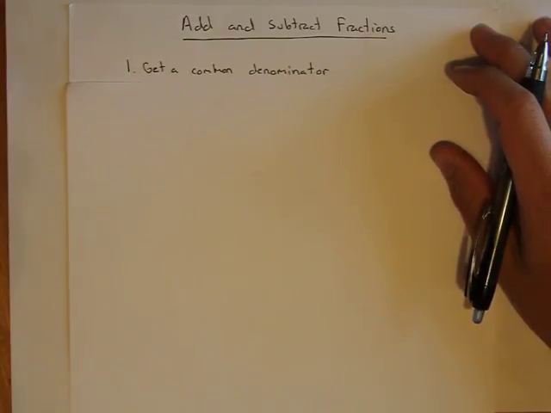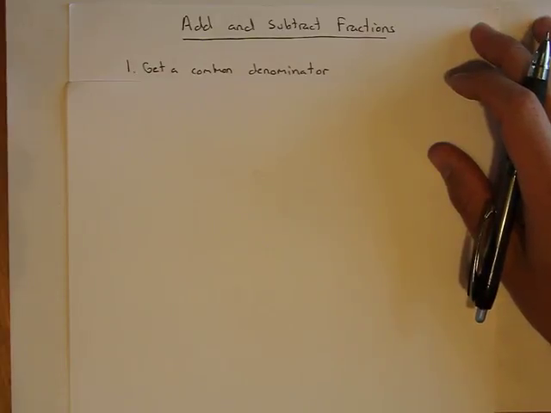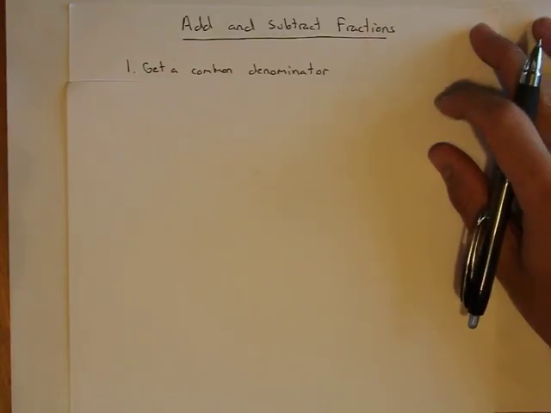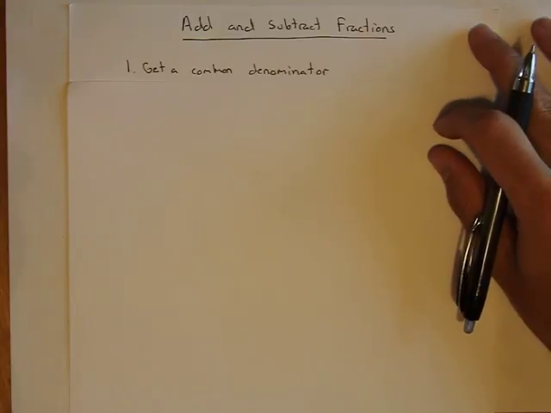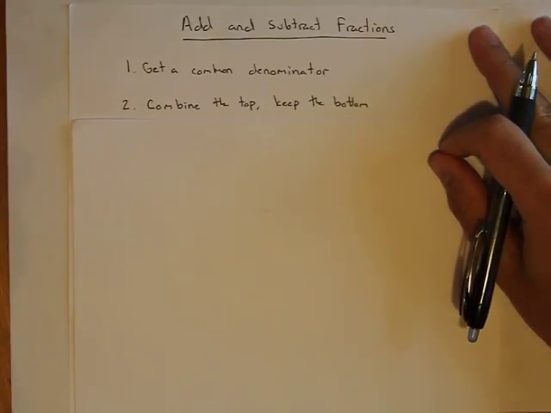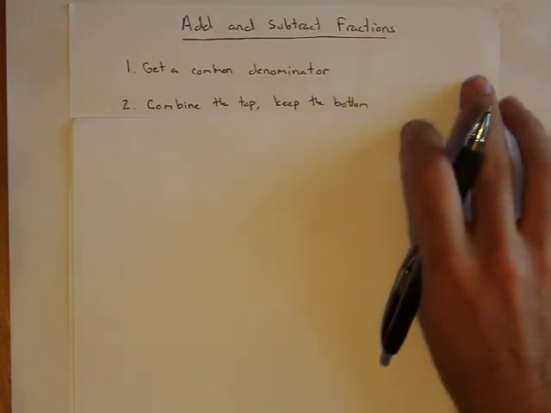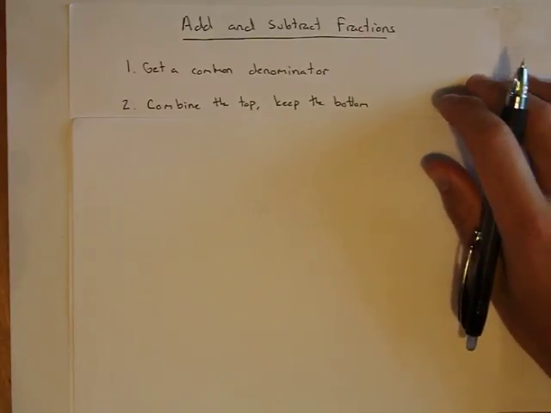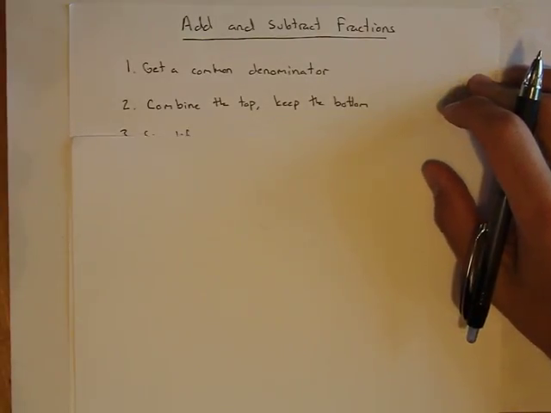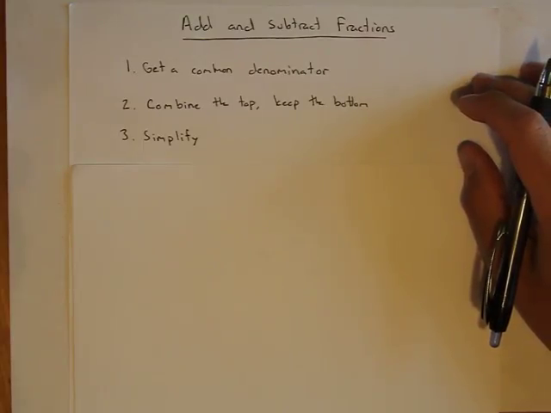First up, get a common denominator. I will mention if you're dealing with mixed numbers, you'll probably want to change them to improper first, potentially. But you'll want to get a common denominator. And then remember that we combine the top, or the numerators, and the bottom, or denominator, will stay the same. So it's really not too much to keep track of. We'll work our way through about 3 examples or so. And then, of course, simplify as needed at the end.